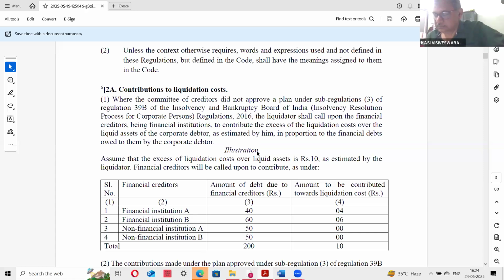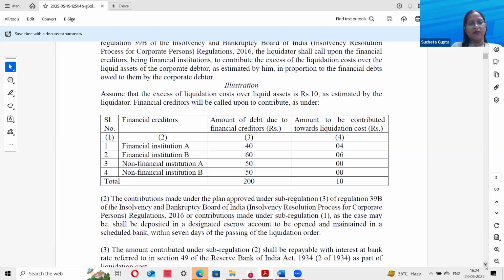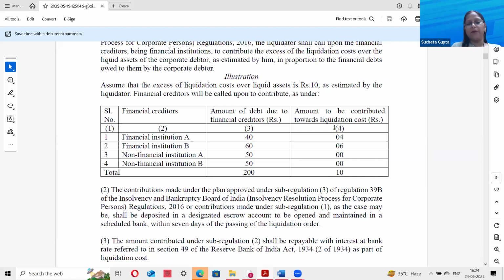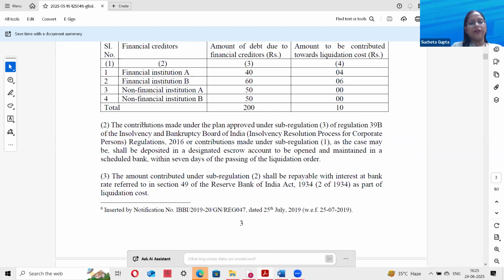Initially, yes. They have also provided an illustration here: if the amount of debt due is in the ratio 40 to 60, then 4 has to be contributed by financial institution A and 6 by financial institution B, and non-financial institutions need not make any contribution. The contributions made under the plan approved under sub-regulation 3 of regulation 39B of the CIRP regulations, or contributions made under sub-regulation 1, as the case may be, shall be deposited in a designated escrow account opened and maintained in a scheduled bank within 7 days of the passing of the liquidation order.